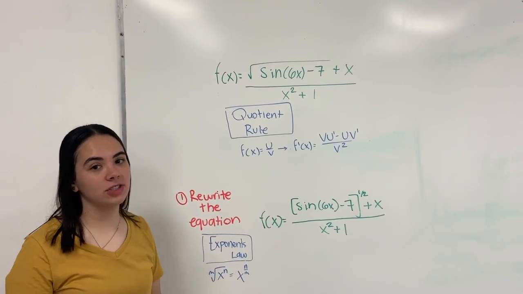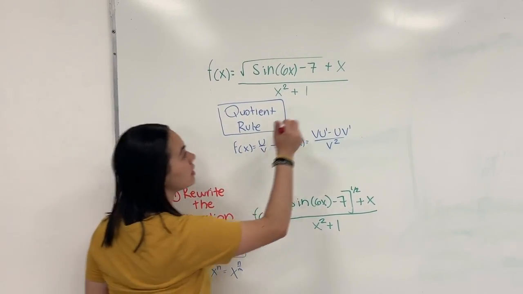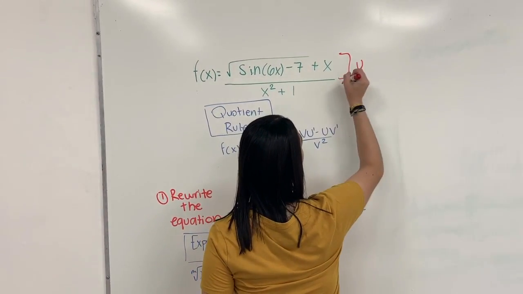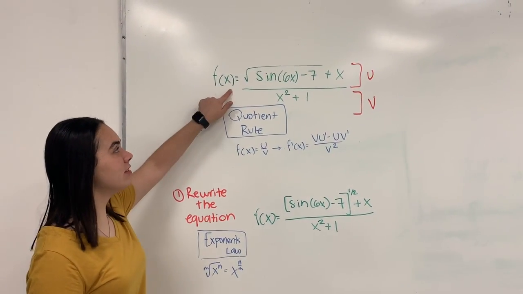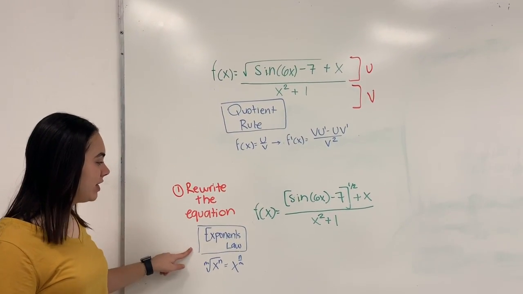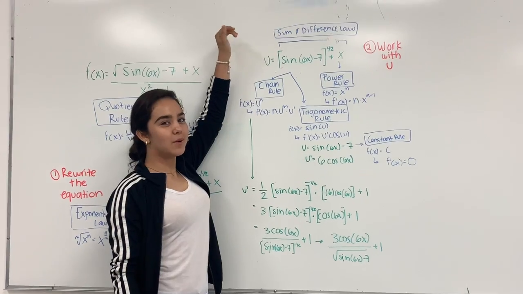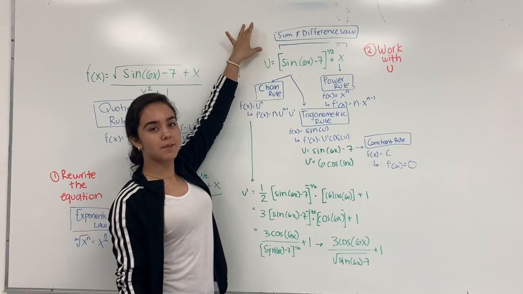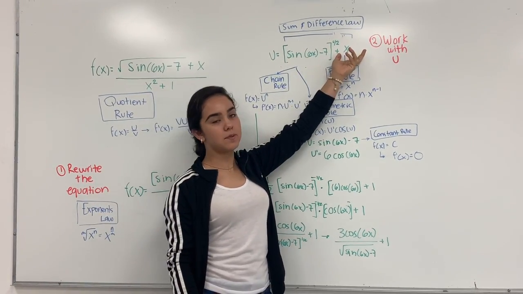This is the main function. Because it is a division, we have to use the quotient rule, where this is u and this is v. Since we have a radical, we have to rewrite the equation using the exponent law, which changes it into an exponent. When working with u, you notice that you have a sum and difference law, which means that you need to derive separately this function from this function.